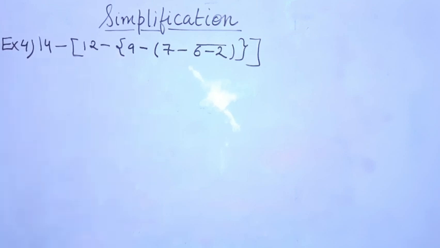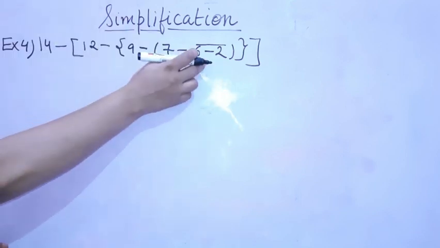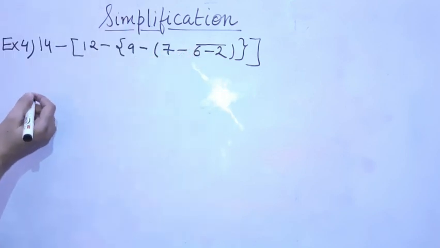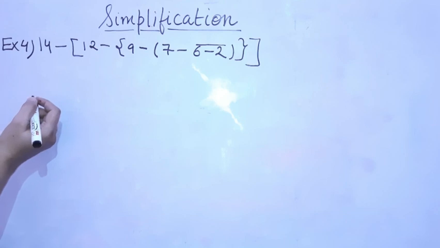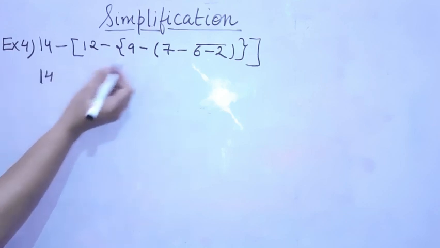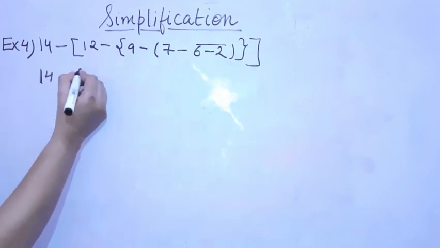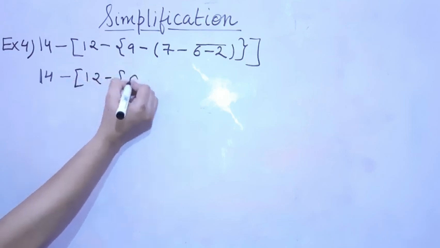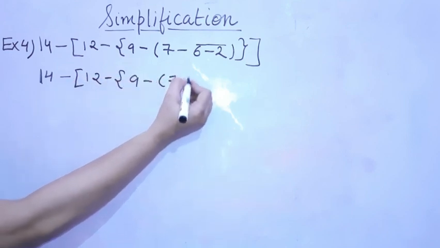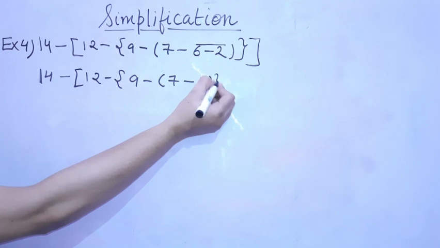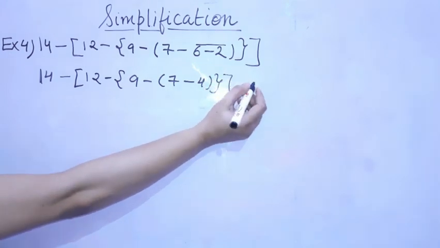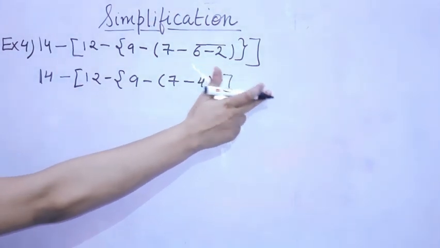As per the BODMAS rule, what is the first thing which we have to solve in this question? The first thing is vinculum, that is bar. We have to remove the bar. To remove the bar, we have to solve the things which are under the bar. So 6 minus 2 is 4. So I have removed the bar now. Within the bracket, you can mention removing bar.